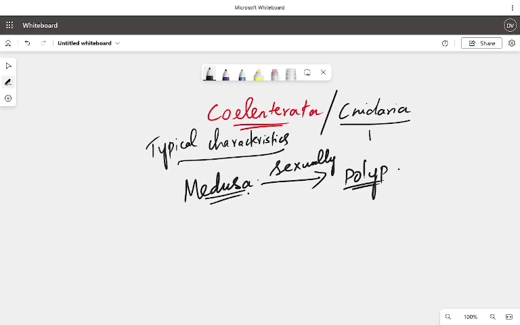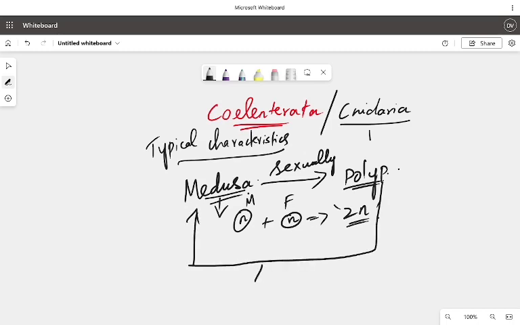So when I say that the medusa reproduce sexually to form polyps, what do I mean? They produce the gametes, the male and the female gametes. Say if this is the male gamete, this is the female gamete, which is haploid and haploid. They form the diploid polyp. Now this polyp will reproduce asexually through budding and form medusa.